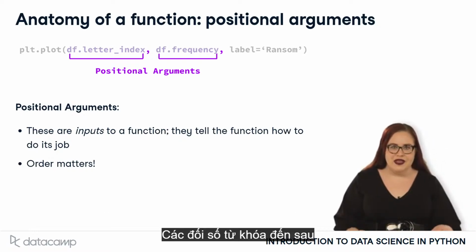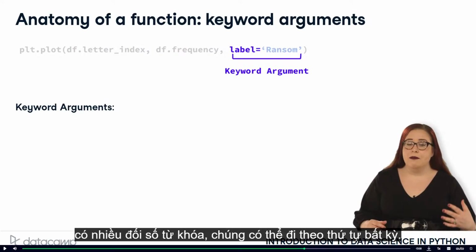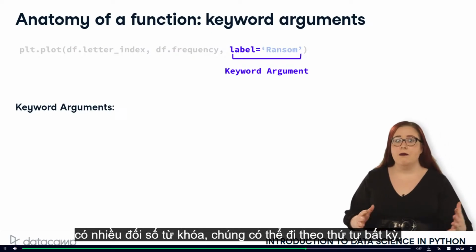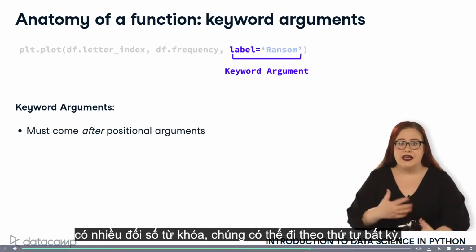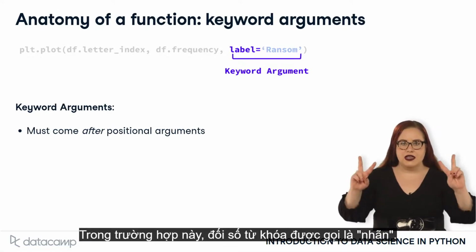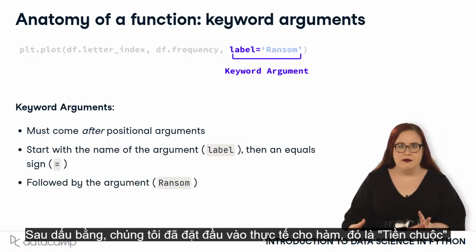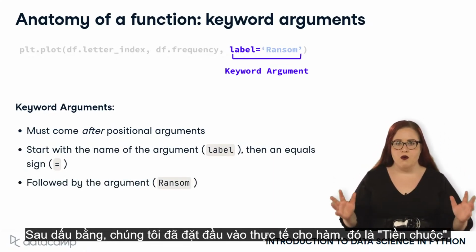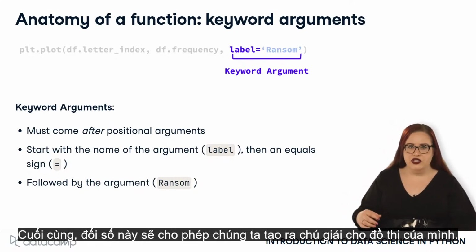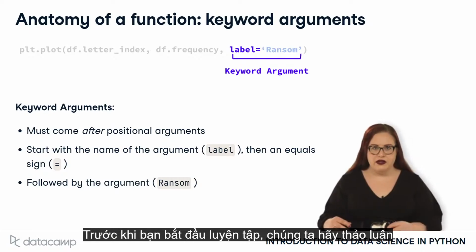Keyword arguments come after positional arguments. But if there are multiple keyword arguments, they can come in any order. In this case, the keyword argument is called label. After the equals sign, we've put the actual input to the function, which is ransom. Eventually, this argument will let us create a legend for our graph.